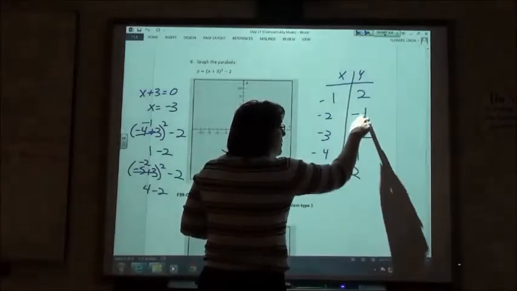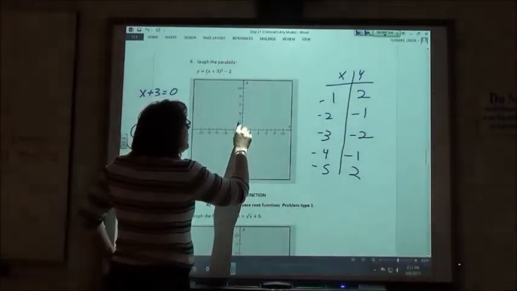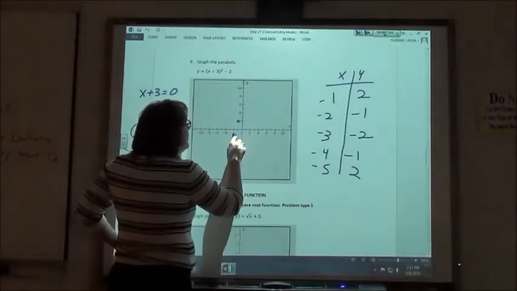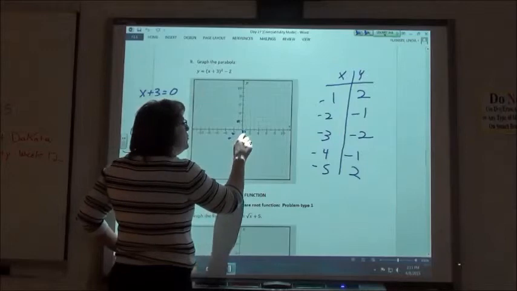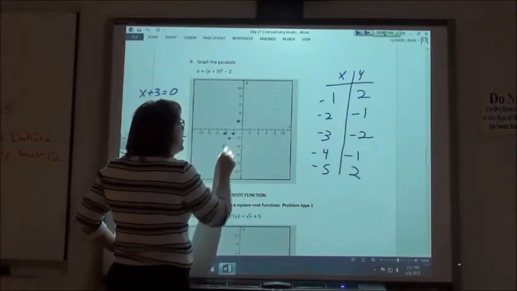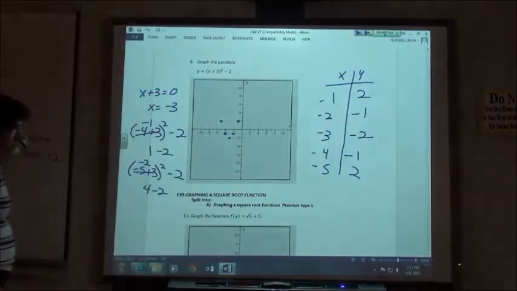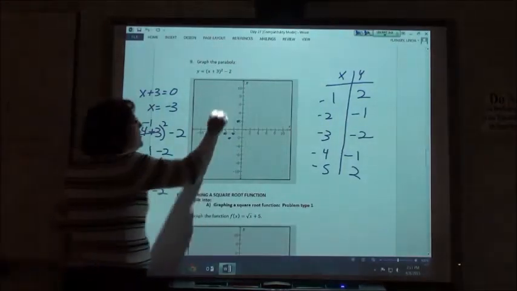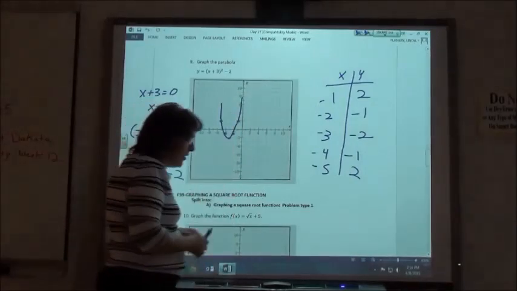So those match up, these match up, and that's in the middle. So at negative 1, we're up at 2. At negative 2, we're at negative 1. At negative 3, we're at negative 2. Negative 4, we're at negative 1. And negative 5, we're at positive 2. Once we hit the graph button, it's going to connect our dots, and we're going to have our parabola.